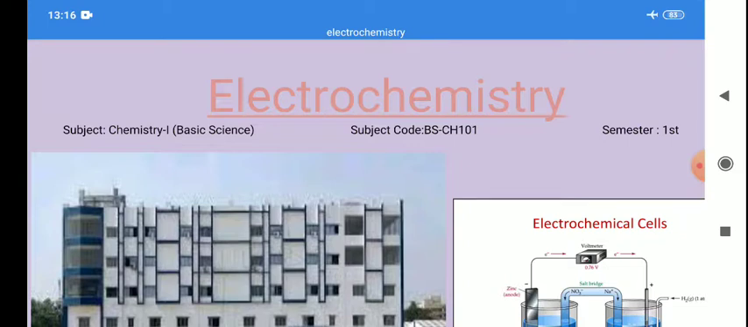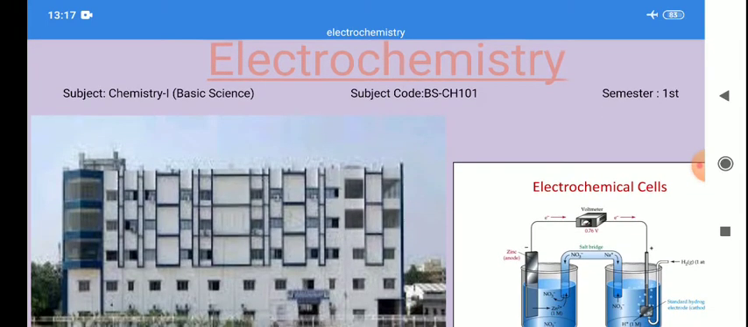So, from the topic electrochemistry, there will be electro, that is the involvement of electron, and the chemistry is related to the electron. So, that's why it is electrochemistry.